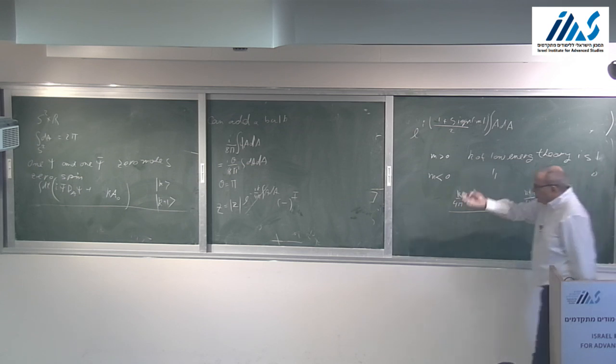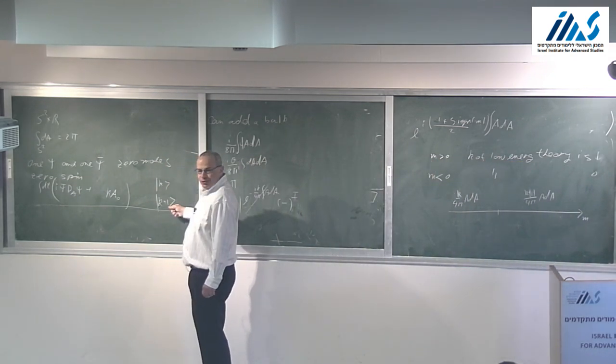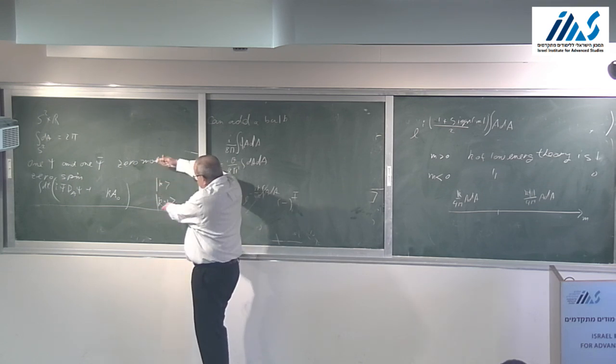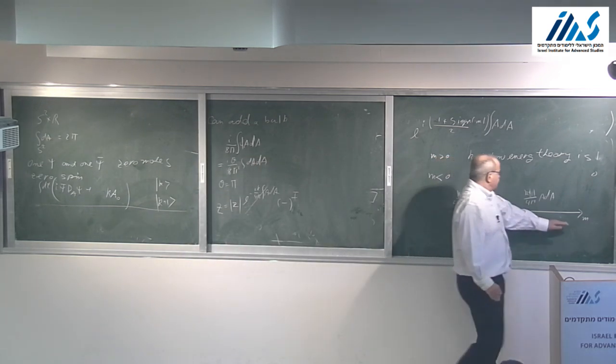Indeed, the same thing is true in this quantum mechanical system. When we turn on the mass, either this is the ground state or this is the ground state, because the mass term splits them. And which is the ground state depends on the sign of the mass.